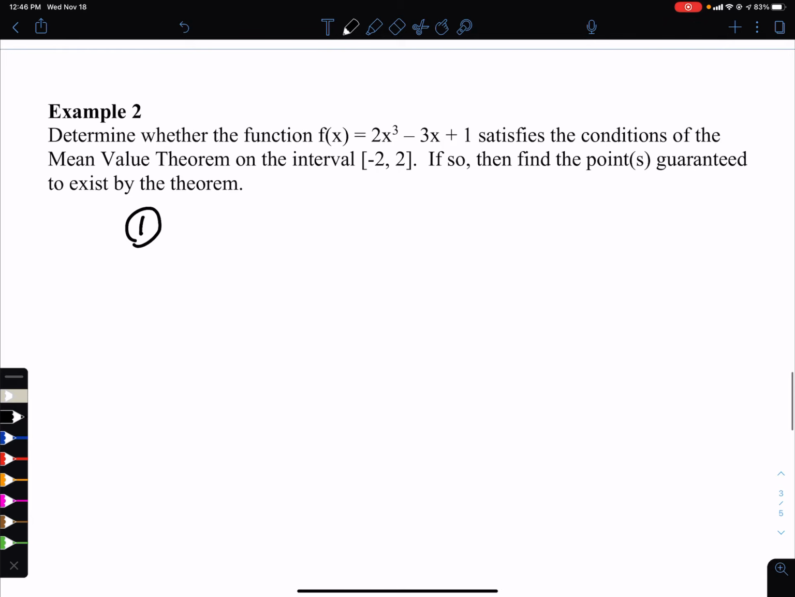Continuous. Well, we know f of x is continuous. How do we know that? Because we know all polynomials are continuous. So we need to state that.